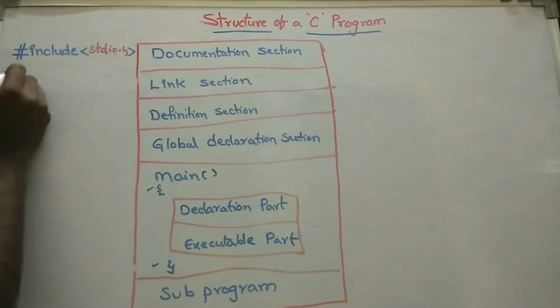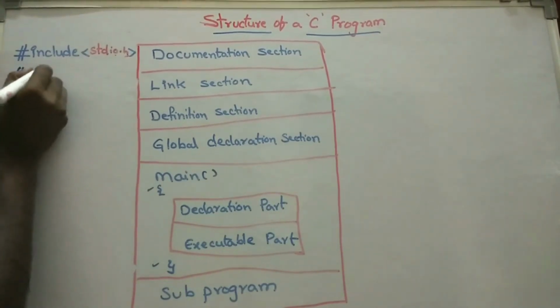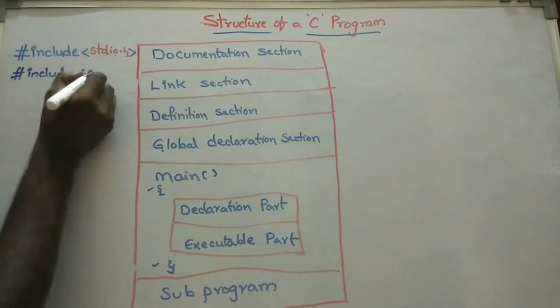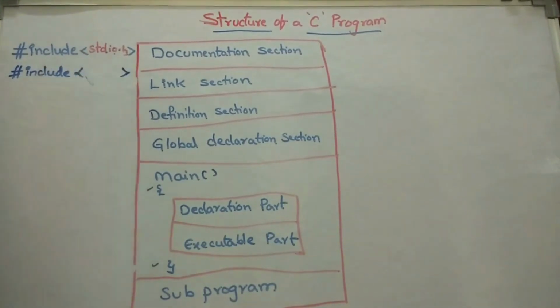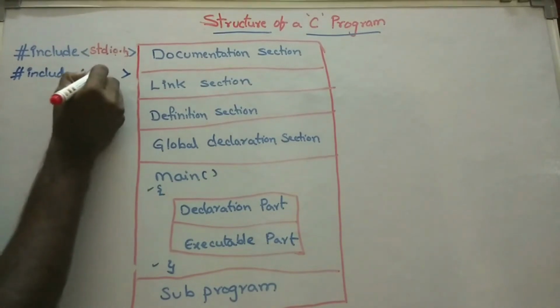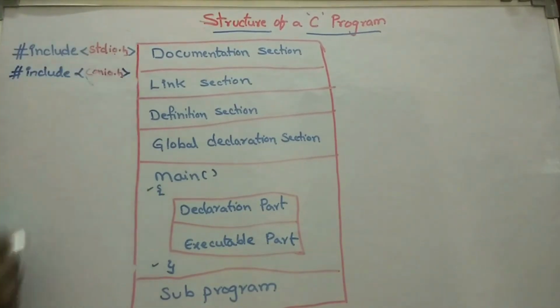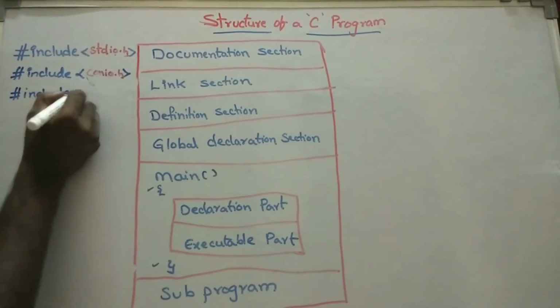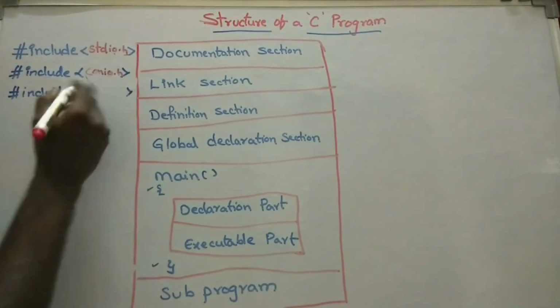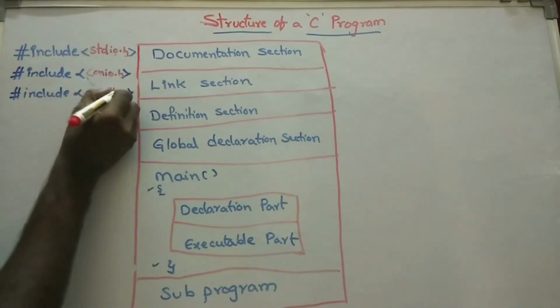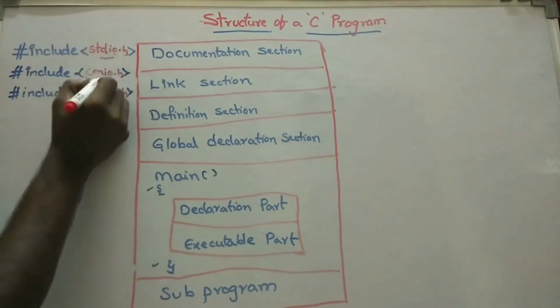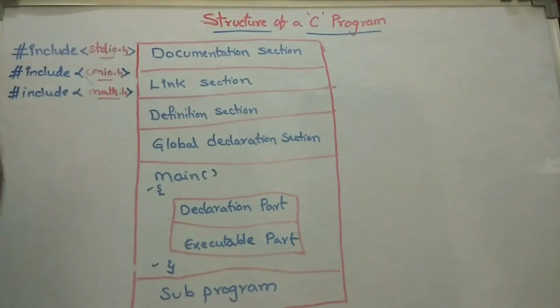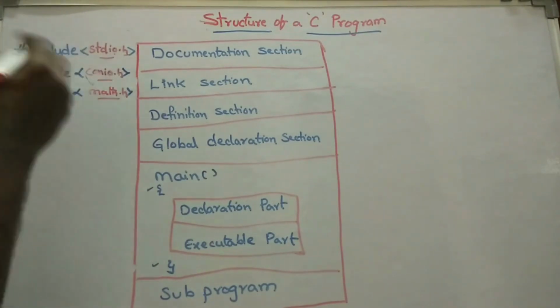Same as this, suppose hash include conio.h means I include one more header file. Conio.h means console input output header file. Suppose in the same way I have to include one more header file, which is also necessary for my program. For example, math.h. These are all different header files, and these header files consist of different functions.